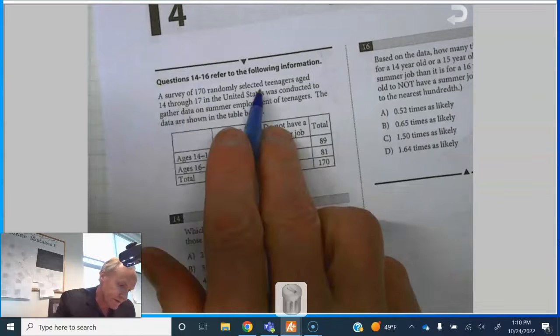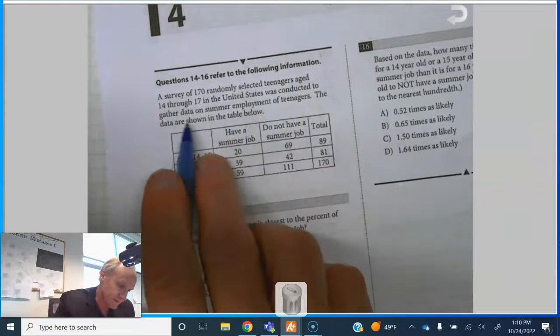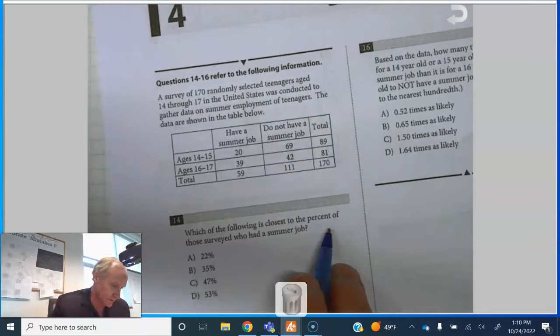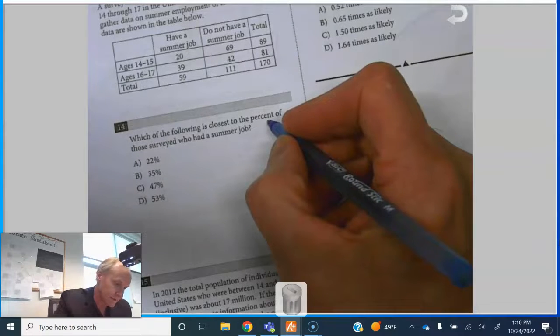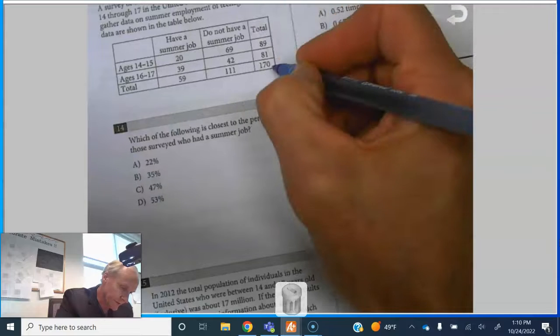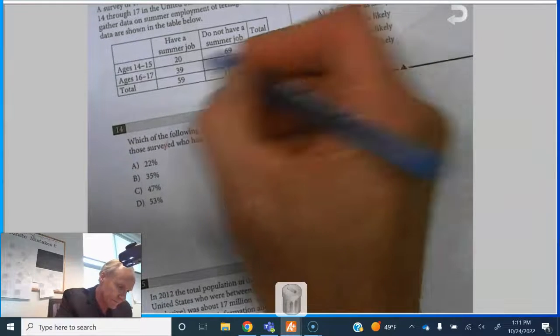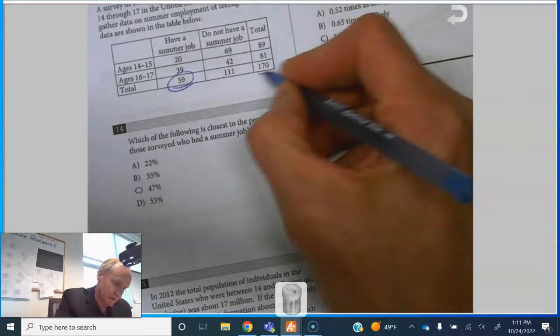A survey of 170 randomly selected teenagers, 14 through 17, was conducted. There's the data. Which of the following is the closest to the percentage of those surveyed who have a summer job? Do you have a summer job? These are all the people surveyed, it's 59 out of 170.